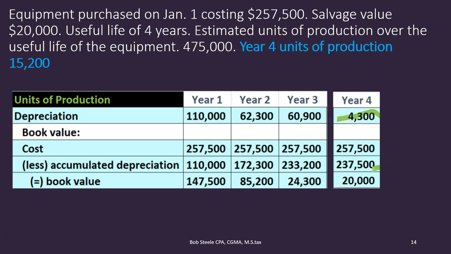237.5, or we can say it's the sum of all the depreciation expense up until this point in time, being year 1, 110,000, year 2, 62.3, plus year 3, 60,009, plus year 4 of 4,003, which will also give us the 237.5. If we subtract out the cost, less the accumulated depreciation, the 257.5 less the 237.5, we get the 20,000, and that equals the salvage value being the floor.